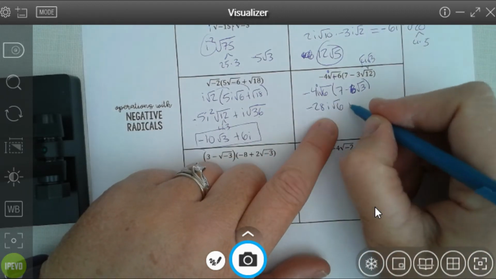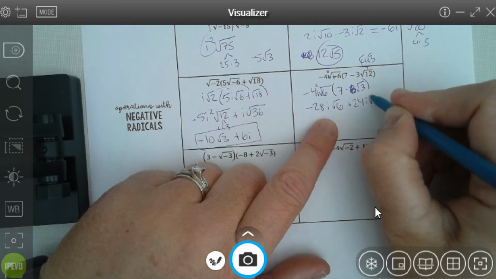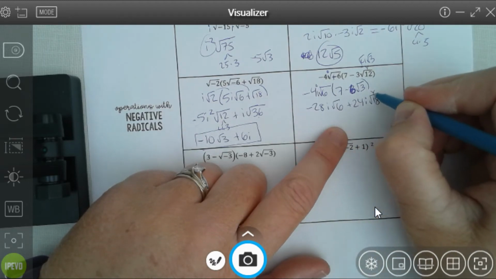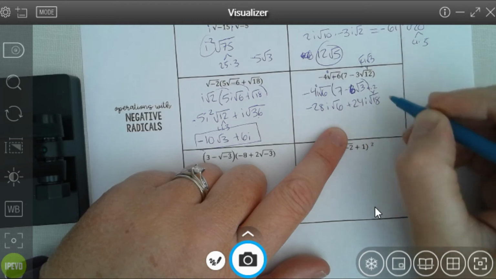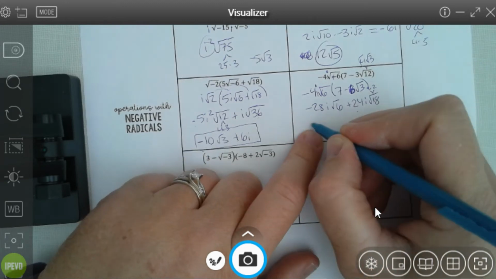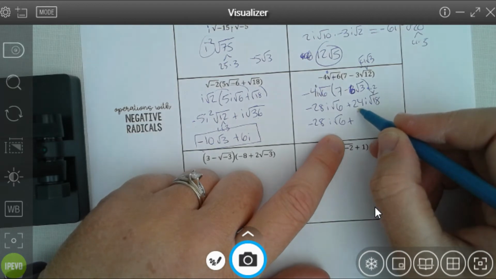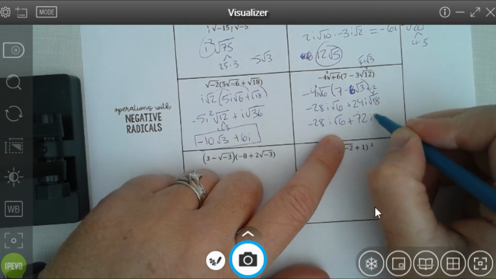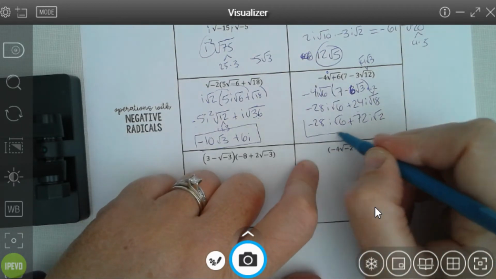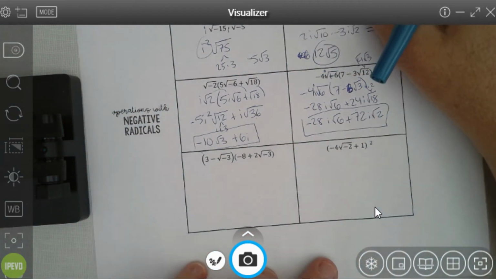And then multiply here, I'm going to get plus 24i square root of 18. Square root of 18 is going to break down into 9 times 2. So 3 times that is what's going to be the next step. So 3 times 24 will give me 72. And the other 2 is left inside of there. So that will be the answer.